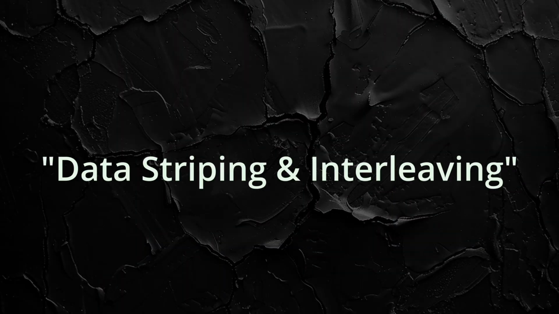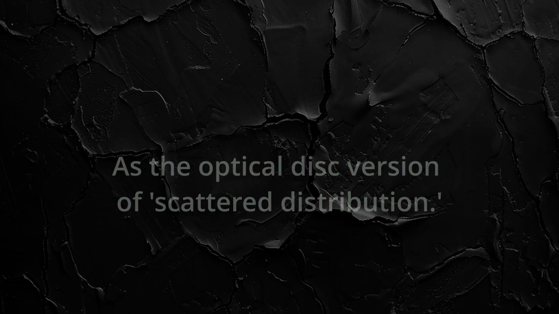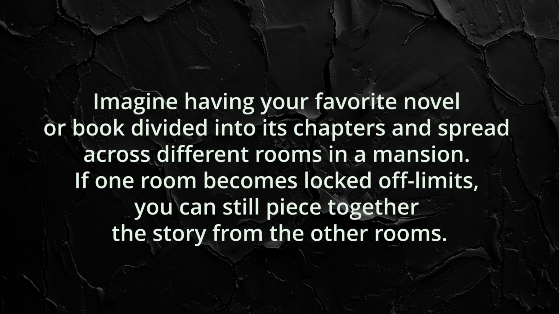This is data striping and interleaving, as it's called for CDs and other optical media, which are examples of scattered distribution. Here's a nice metaphor. Imagine having your favorite novel or book divided into its chapters and spread across different rooms in a mansion. If one room becomes locked off limits, you can still piece together the story from the other rooms.